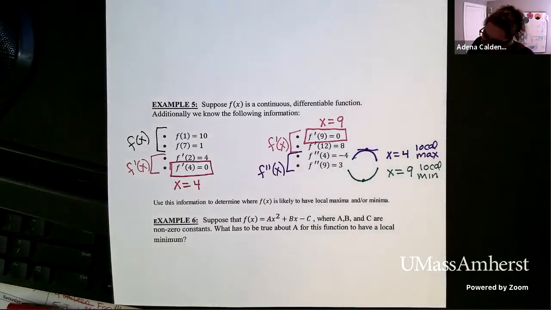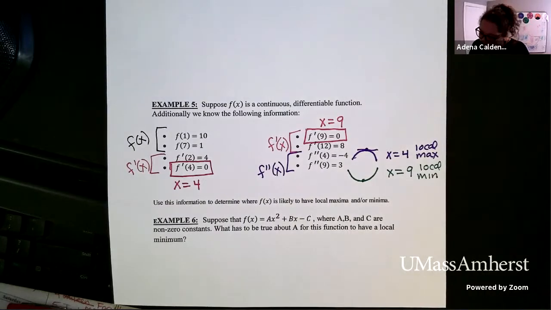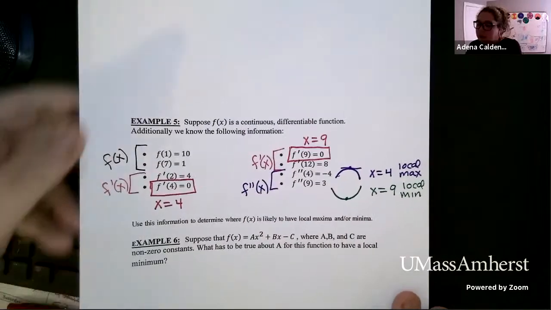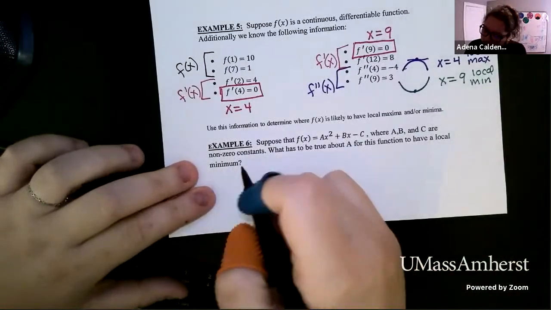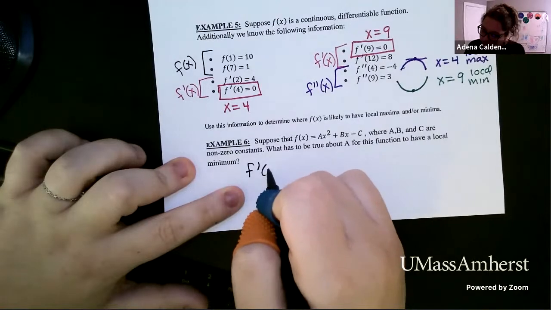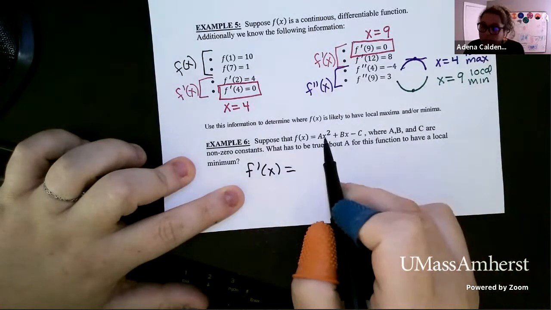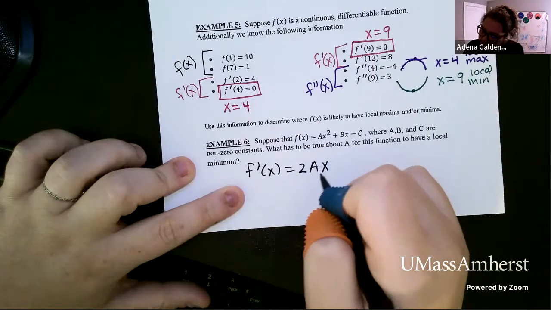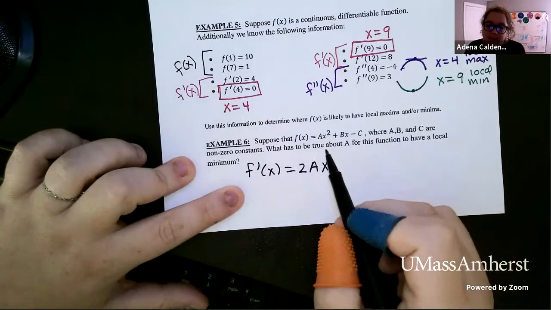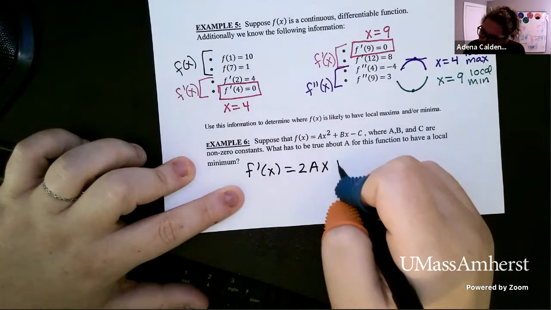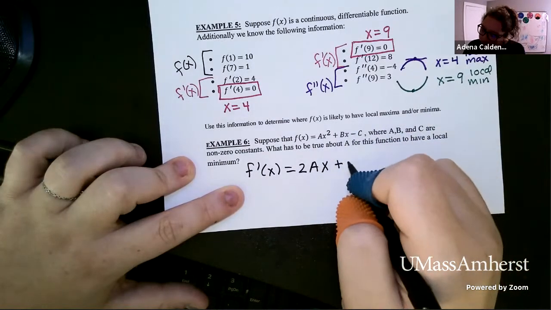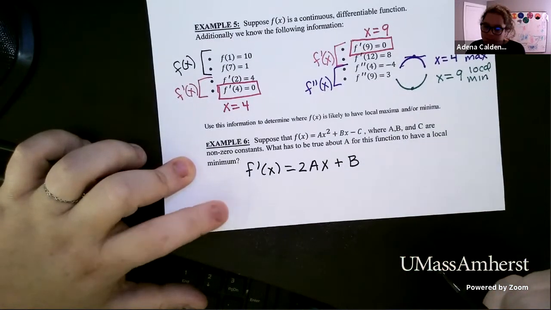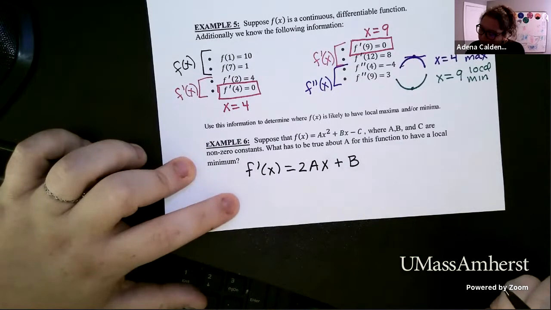All right, so for example 6, we have ax squared plus bx minus c, where a, b, and c are all constants. So if we think about what we know from the first derivative, we're going to look here. If a is a constant, then the derivative will be 2ax. The a stays there because it's a constant multiple. From the second term, the derivative of bx is b, and then the derivative of c is 0. So this is what our function looks like.